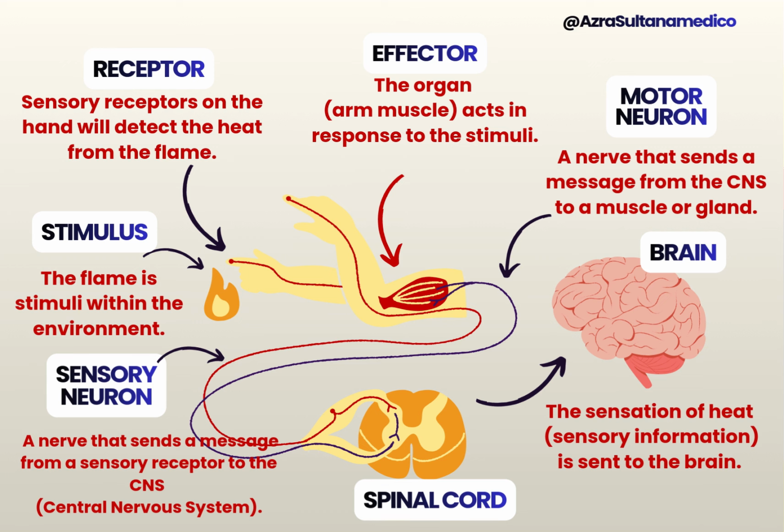Next comes the receptor. Sensory receptors are specialized cells that detect changes in the environment. When you touch a hot flame, the sensory receptors in your skin, especially those in your hand, detect the heat. These receptors are sensitive to temperature and pain. Once they detect the heat, they convert this information into an electrical signal.